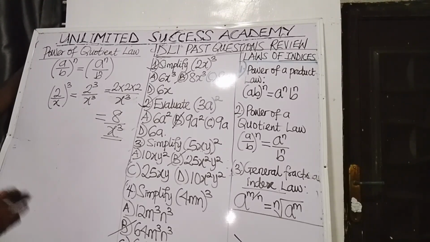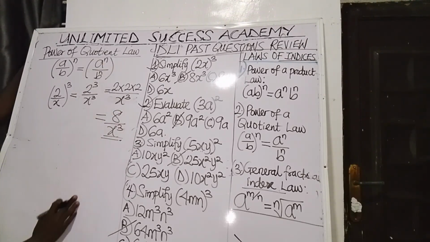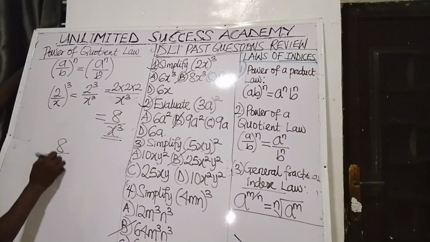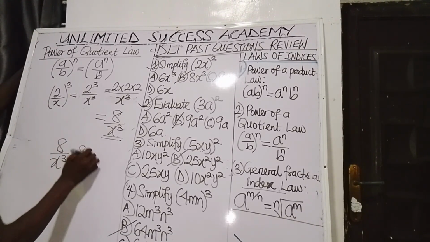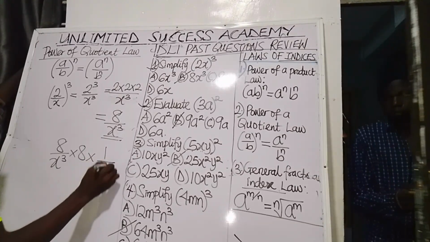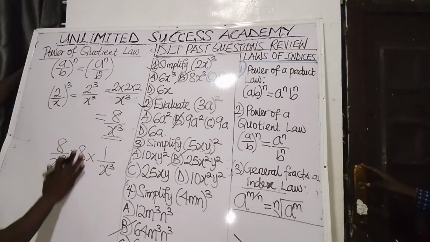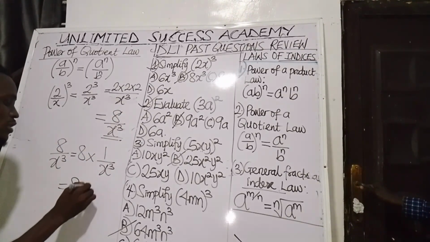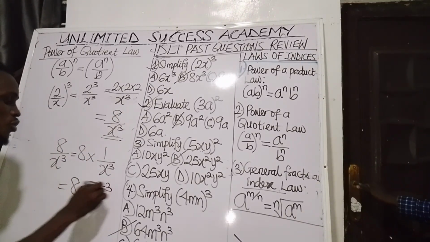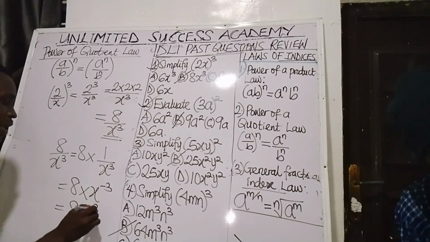But now look at this. Mathematics can be very, very funny. What if you did not see something like this in the options? Now 8 over x raised to power 3, if I split it, I'm going to have 8 times 1 over x raised to the power of 3. That becomes 8 times x raised to power minus 3. That will give 8x raised to the power of minus 3.